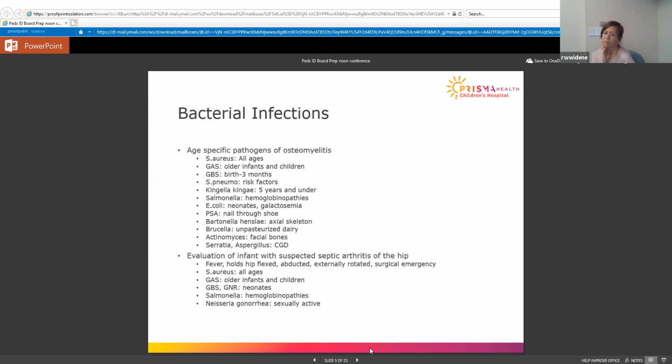Osteomyelitis, age-specific pathogens. I broke these down to age-specific, but also pathology-specific. So Staph aureus, any single age. Group A strep, that's going to be your older elementary school kids. Group B strep, your babies. Strep pneumo, if you have any risk factors, like if you don't have a spleen.